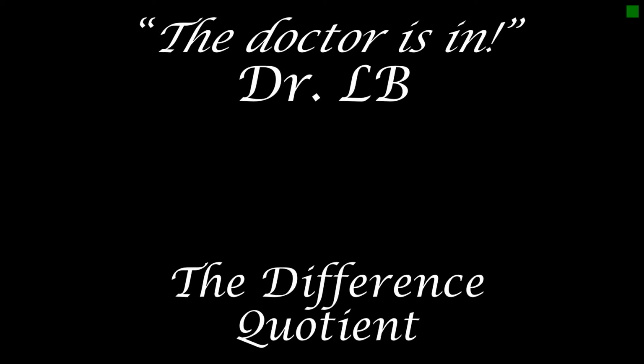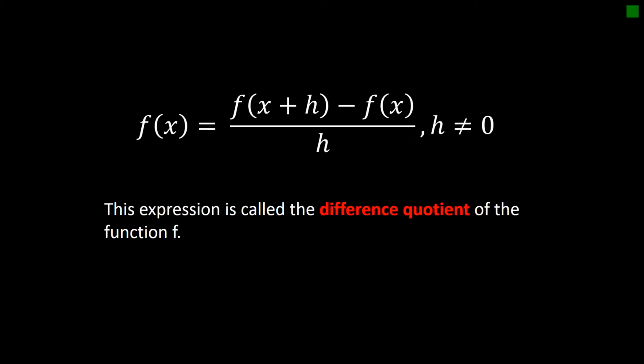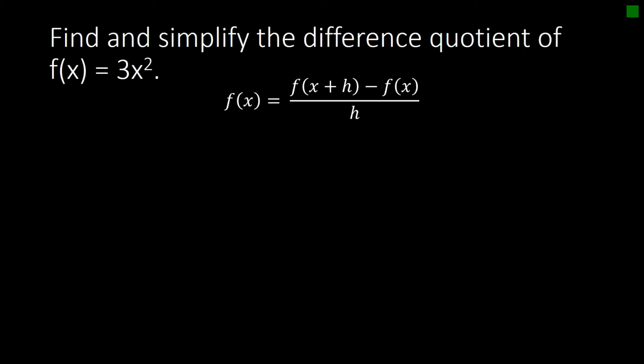Today, we're going to look at the difference quotient. The difference quotient is defined to be f of x plus h minus f of x, all over h, as long as h is not 0. And now we're going to find and simplify the difference quotient of f of x equals 3x squared.